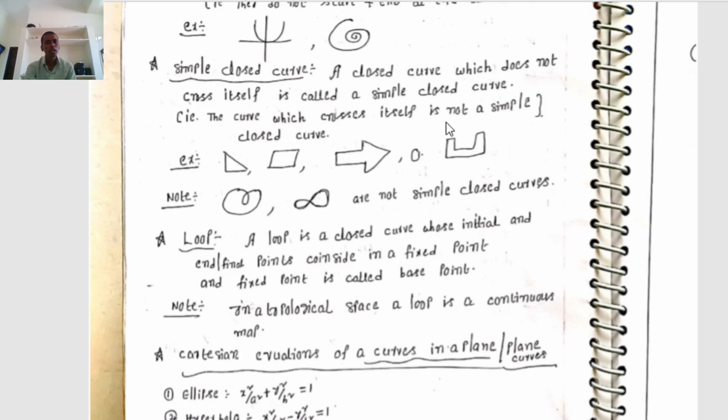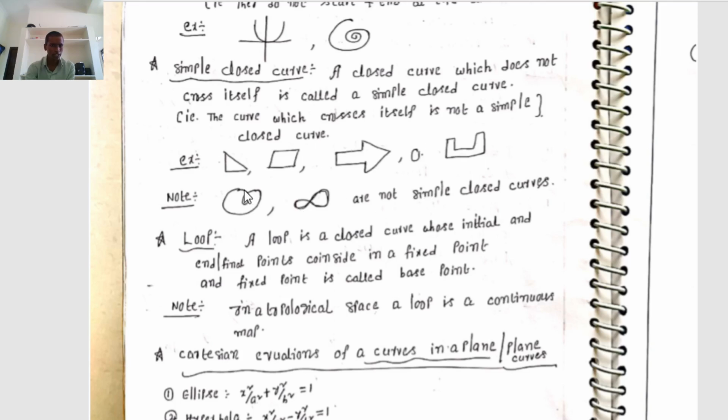A closed curve which does not cross itself is called a simple closed curve. A curve which crosses itself is not a simple closed curve. These are simple closed curves, because none of these curves cross themselves.